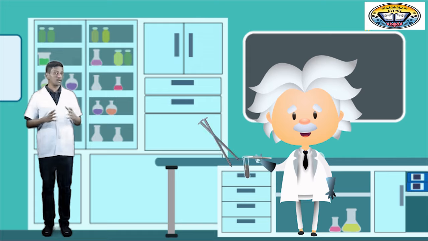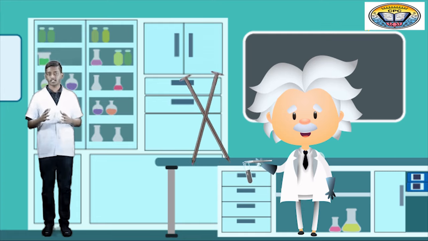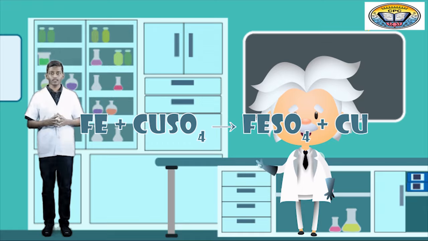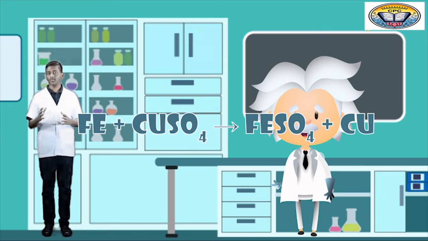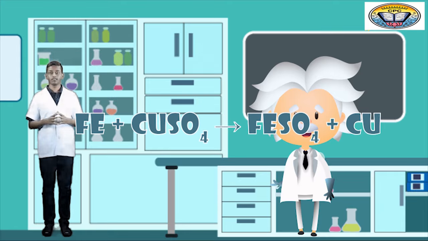After some time, now remove the iron nail. We observe that the iron nail has turned a brown color and the copper sulfate solution, which was initially blue in color, has faded. By this we can say that iron has displaced copper from copper sulfate solution. That is, iron is more reactive and copper is less reactive when compared to iron. Thus, iron displaced copper from copper sulfate.